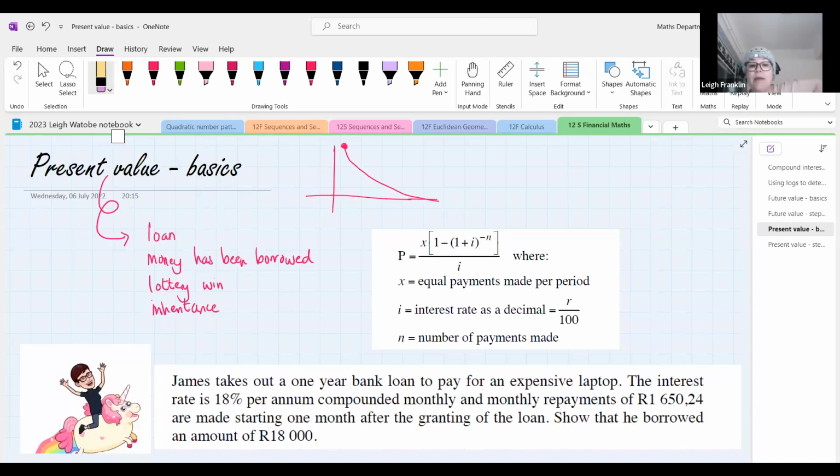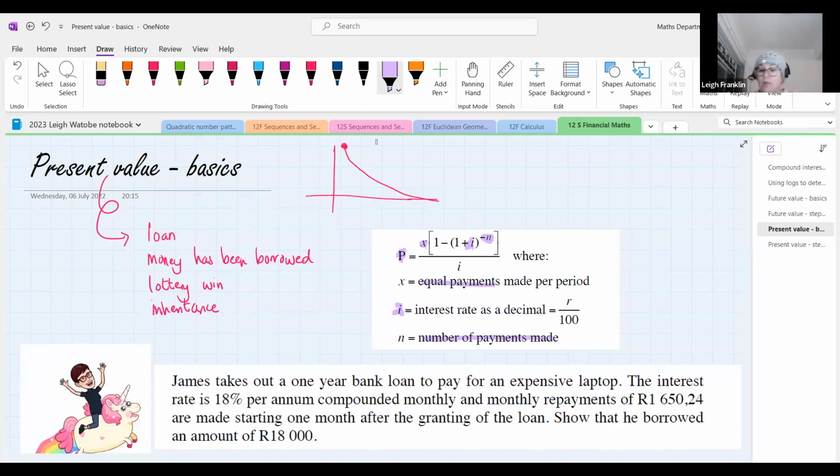P represents the present value. X is always our equal payment made in the period. I is our interest rate, written as a decimal. Here, our N is a negative, minus N, and again, it represents the number of payments that would be made in the period.